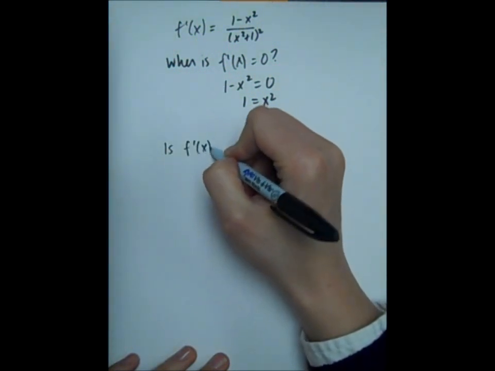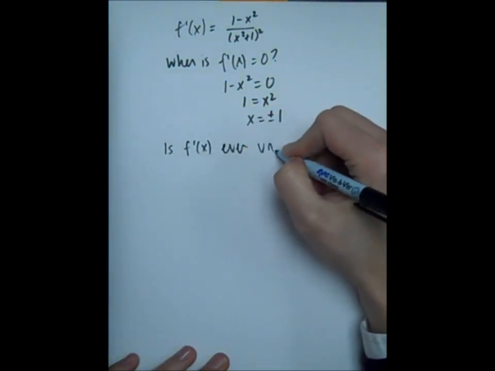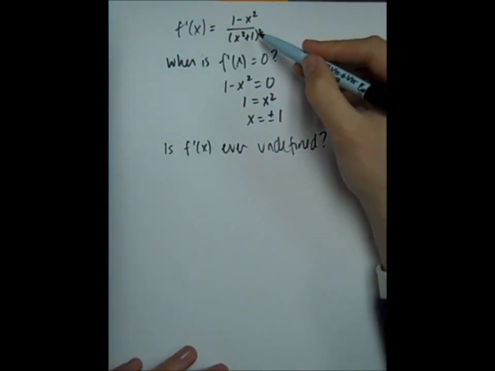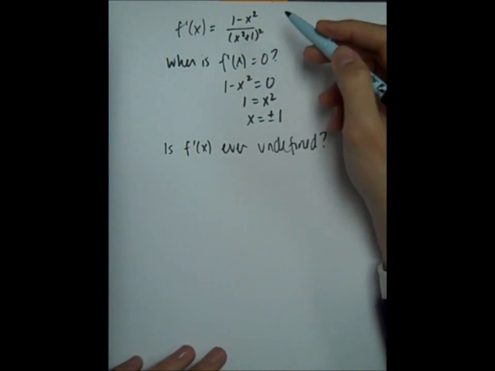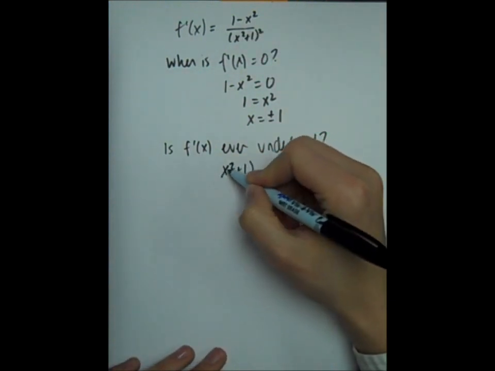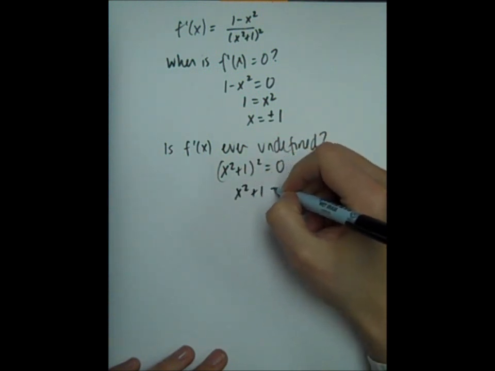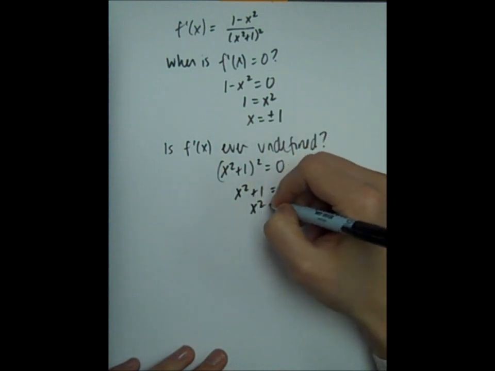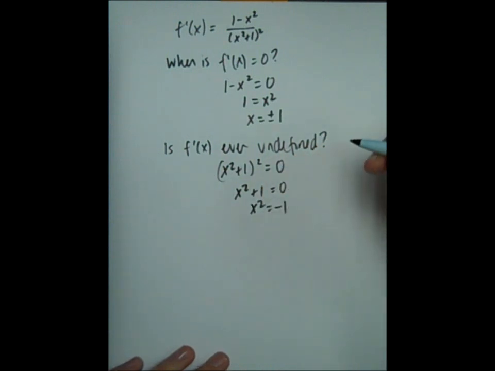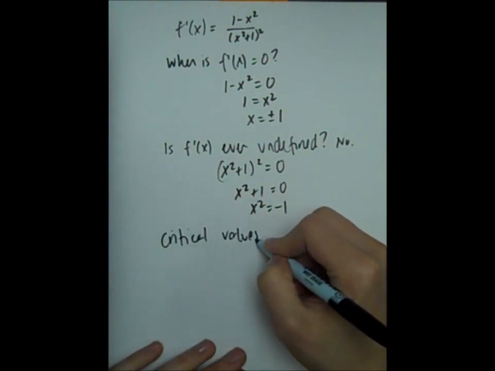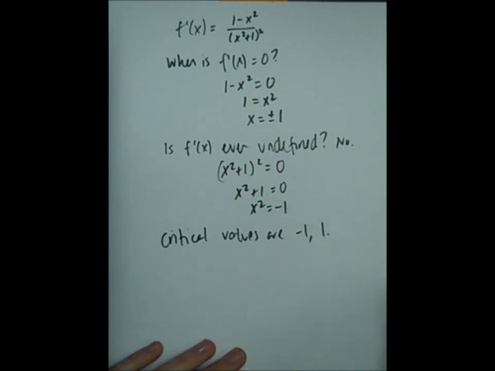Now, is f prime of x ever undefined? A quotient is undefined whenever the denominator is 0. So let's see what happens if I set the denominator equal to 0. X squared plus 1 is 0. Subtract 1. No real numbers satisfy this, so the answer is no. It's always defined. So what are my critical values? The critical values are negative 1 and positive 1.